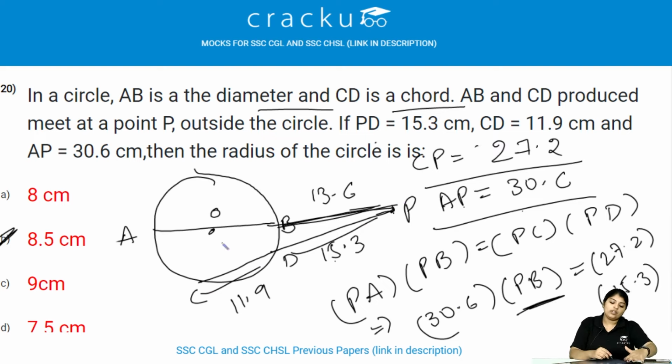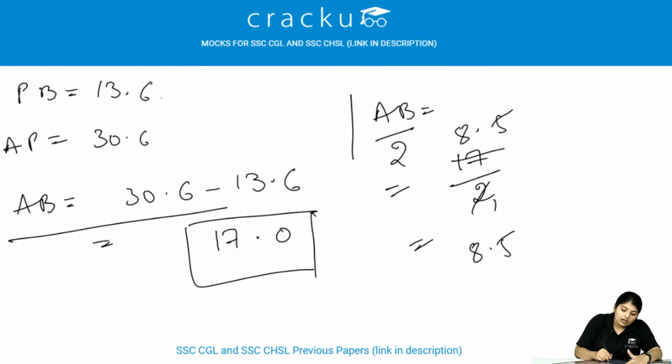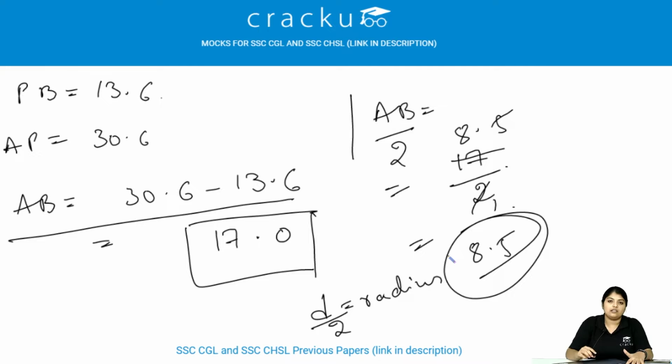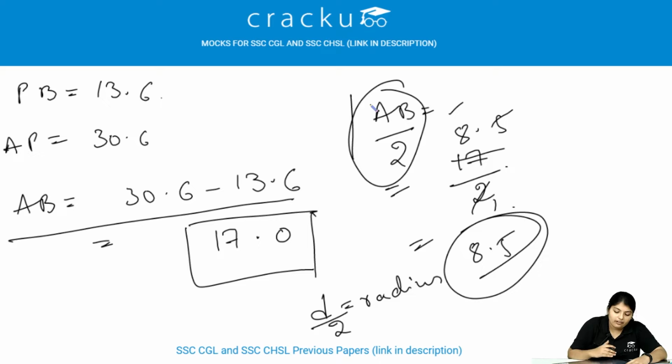But here we already know that AP is equal to 30.6. We can get the value of AB as 17. But AB is the diameter, and the question is asking for the radius. So, diameter by 2 is the radius. Therefore, AB by 2 gives the radius, that is 17 by 2, 8.5. This is the answer. Never forget to read the question, and don't mistakenly read it as diameter. Everyone will do till this step and forget to do AB by 2, and they'll mark the answer as wrong.